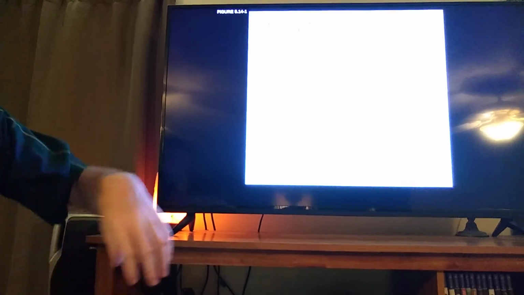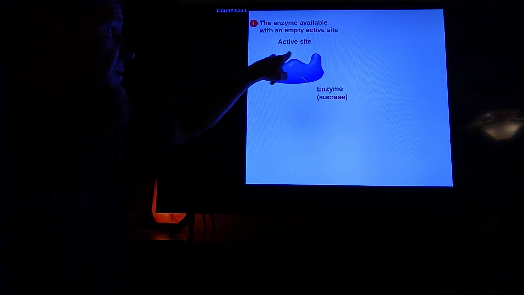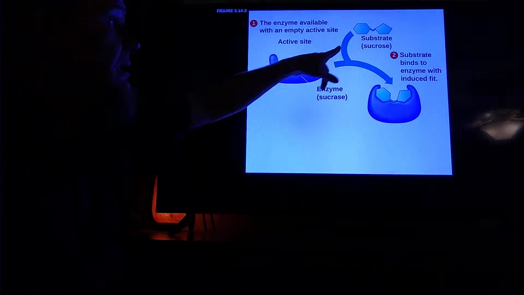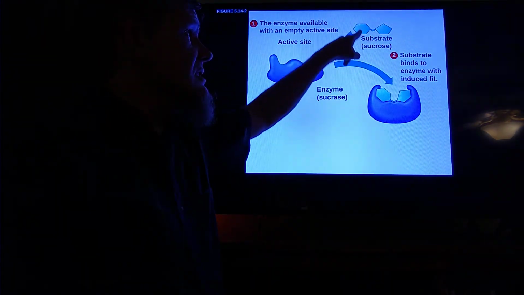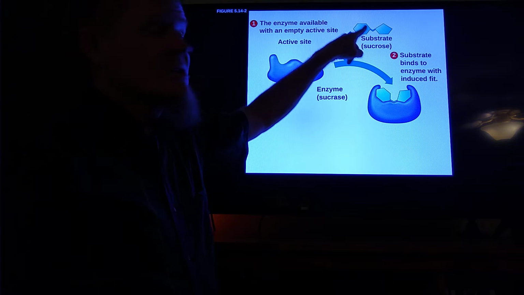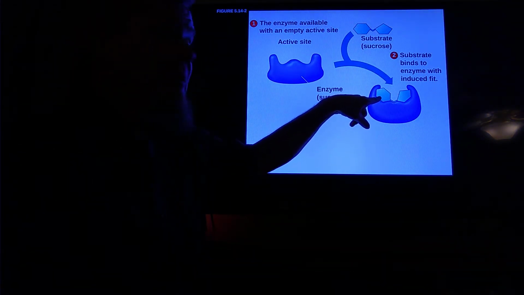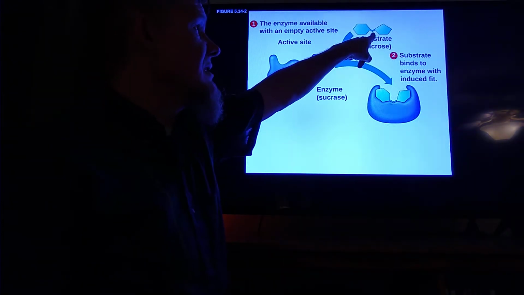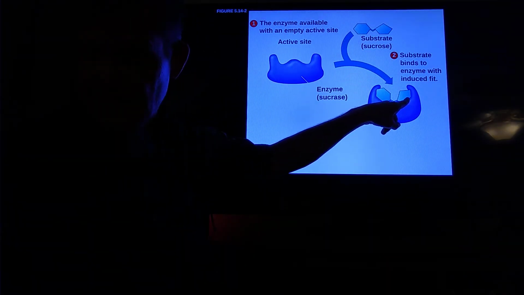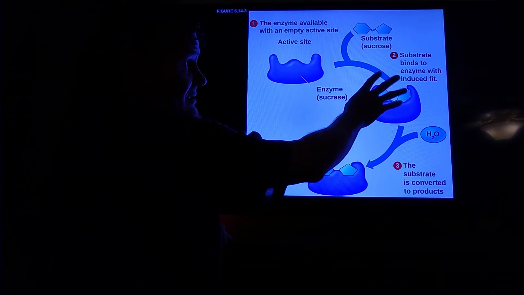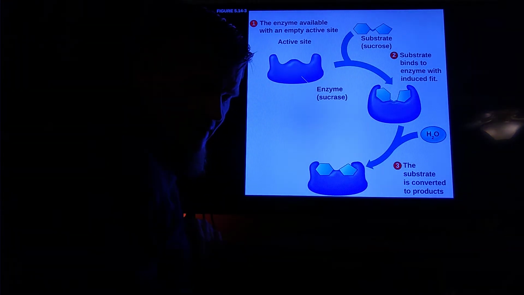Here we see an enzyme with its very specific active site. Here is my substrate. Here's the thing that connects to, that binds to my very specific active site on my enzyme. Once my very specific substrate has attached to my active site, now the enzyme will do its job. And its job, in this case, is to break that bond right there.